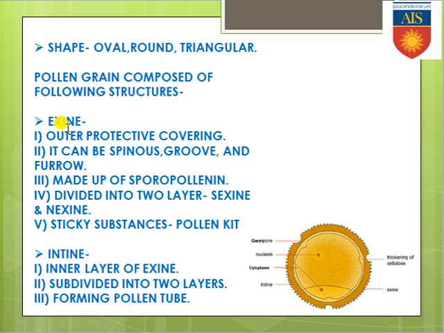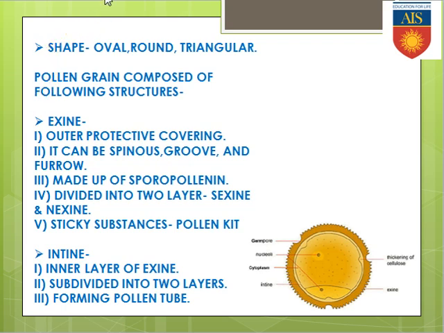First one is the exine, which I have mentioned. Exine is the outermost protective covering. It is present for protection. Keep it in your mind, it can be spinous, and it can contain grooves or furrows. So due to the presence of these structures, spinous, groove, furrow, that outer layer is protective.